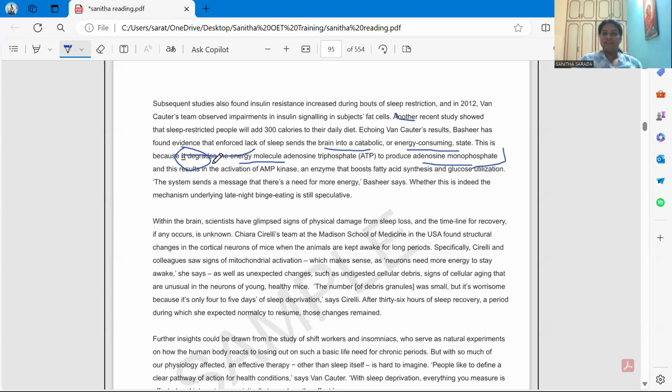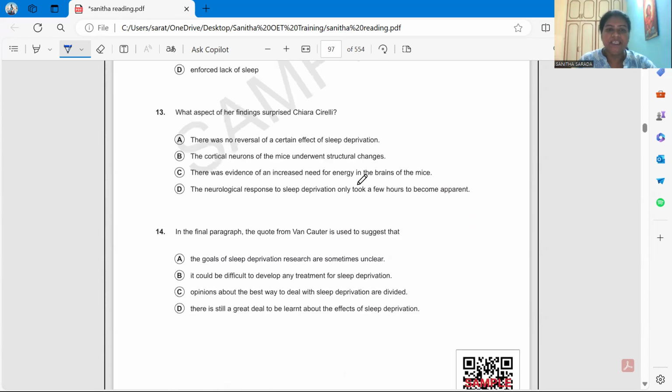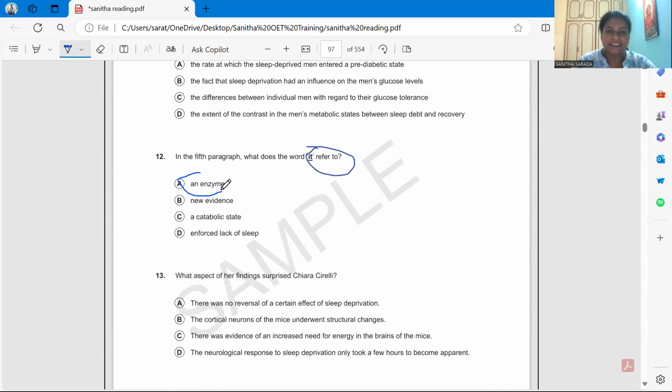So if you find these types of words, if you read properly and understand the context of the sentence, you will definitely get full marks in OET reading part C, lexical or reference questions. It degrades. Then what is the answer here? Is it an enzyme? Is it referring to an enzyme? A new evidence? A catabolic state? Catabolic state means the state of the brain.